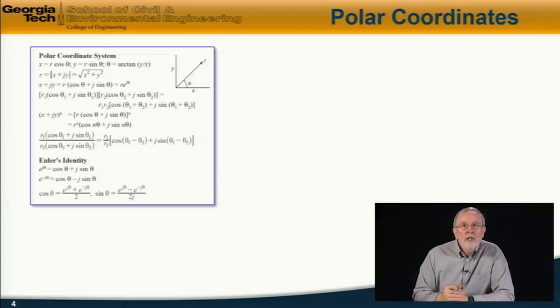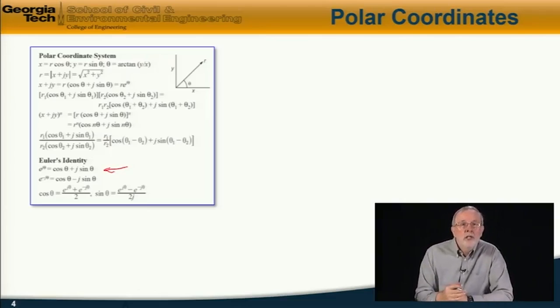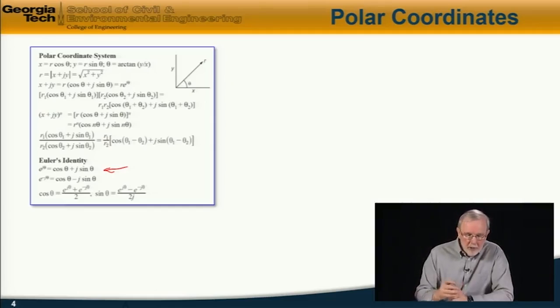In the polar coordinate system, we can express it like this, where r is the radius or the magnitude of the vector or the complex number, and in this case x is equal to r cosine theta, and the y component is equal to r sine theta, etc. And the rest of the equations as given here. Another convenient form is Euler's identity, exponential, or e to the j theta, is equal to cosine theta plus j sine theta, which is another way to express the complex number.